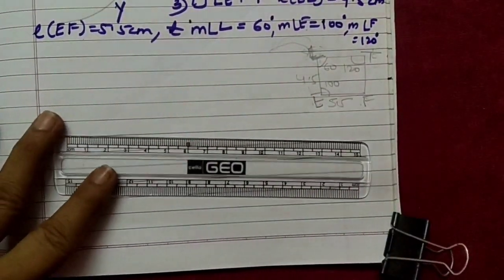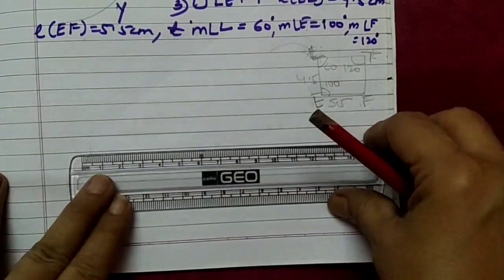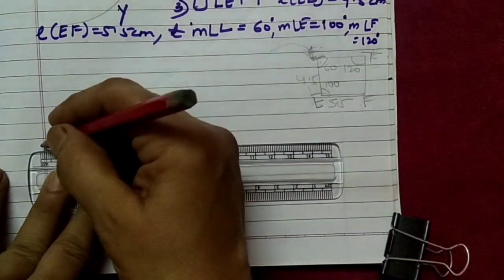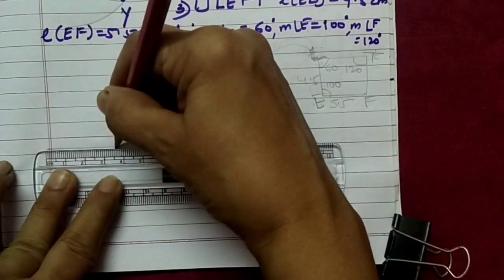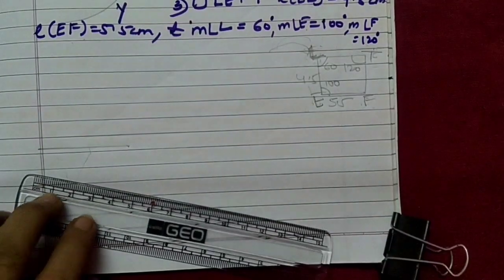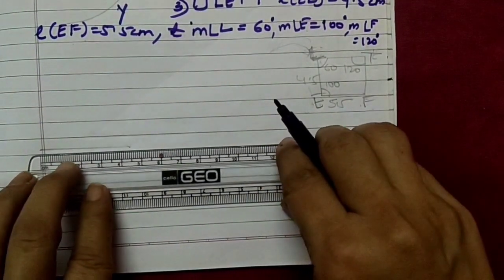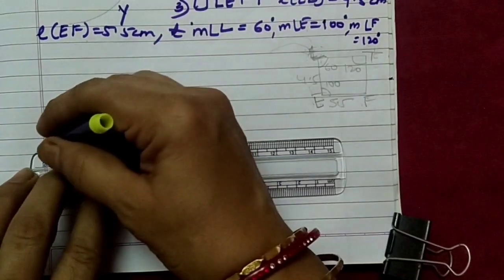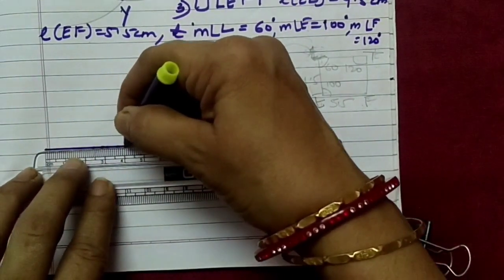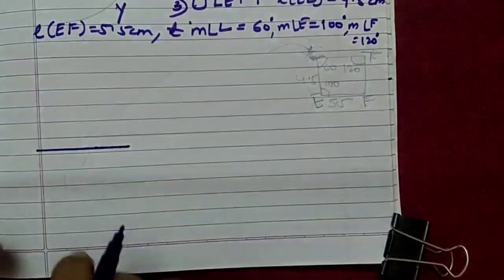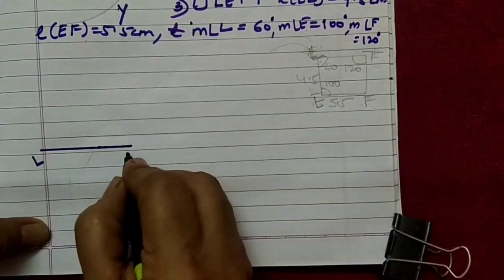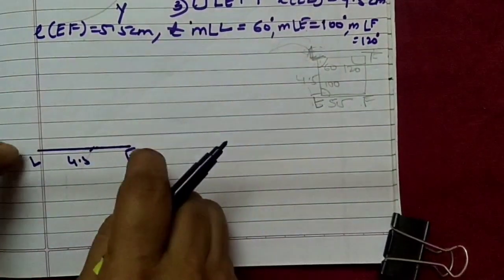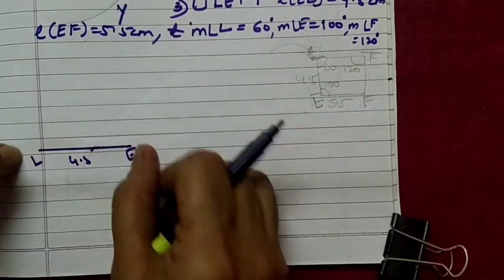So LE is how much? It is 4.5. So starting from here, 4.5. I will do it with the help of a sketch pen also. 4.5. And I will name it as LE, and this is 4.5. Now I want the angle of 60 at L and the angle of 100 at E.